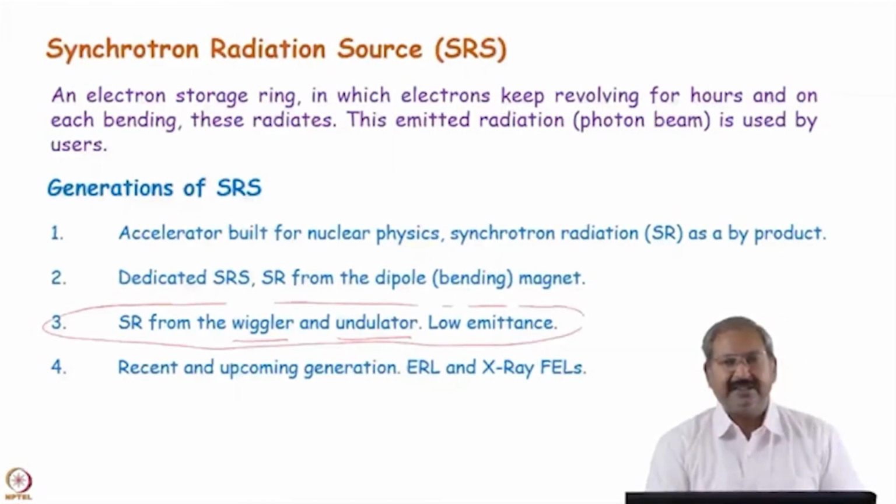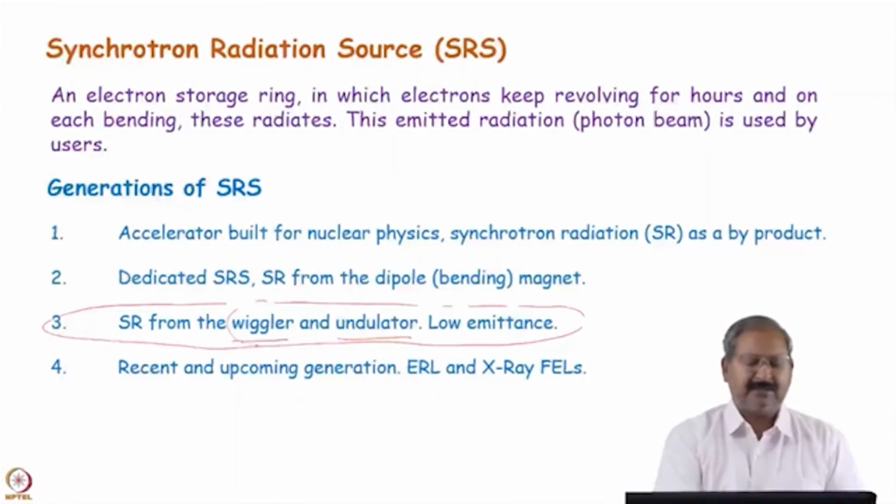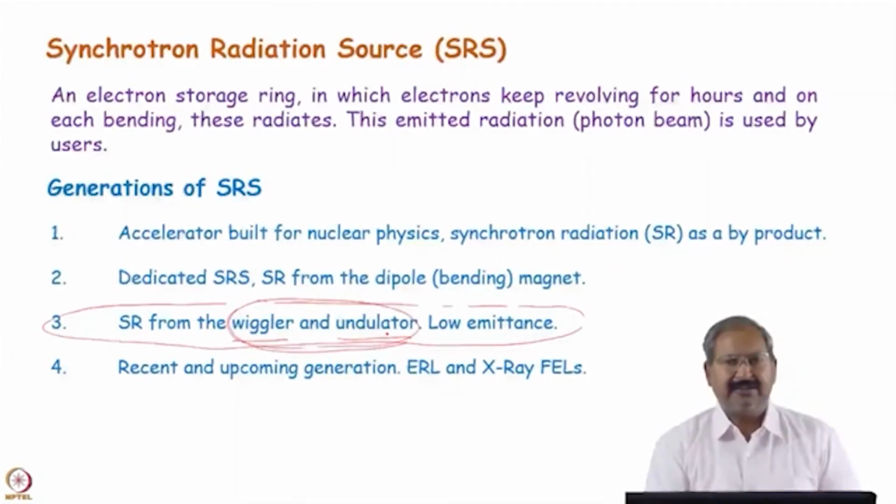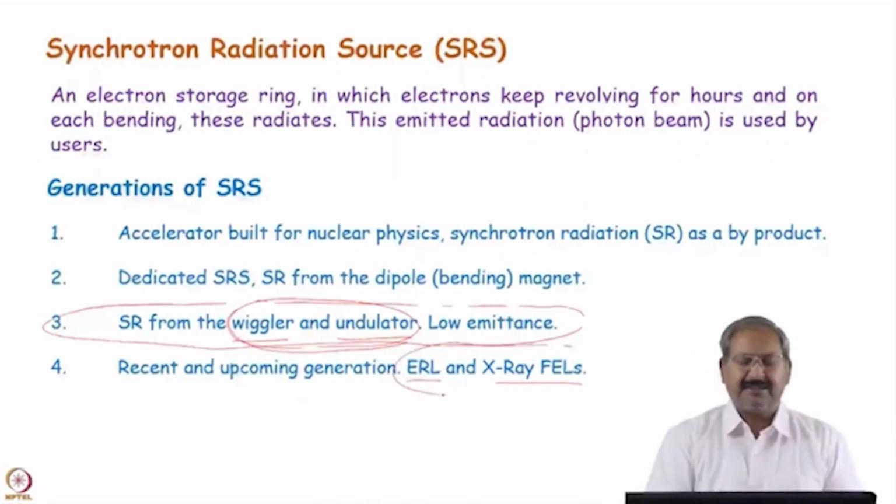Here, instead of tapping the radiation from the dipole magnet, there are other kinds of magnets which actually modify the properties, and we tap radiation from these magnets, Wigglers and undulators. These magnets are placed in the straight section of the synchrotron, and when an electron passes through these magnets, it radiates intensely. And now the new generation is ERL and X-ray FEL. This is the fourth generation, and mainly these sources are based on the Linacs.